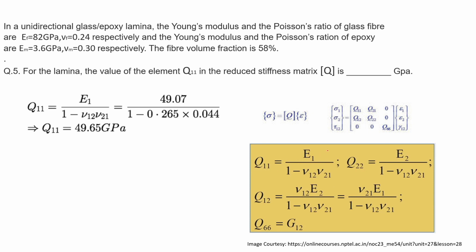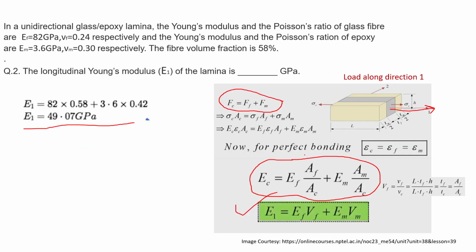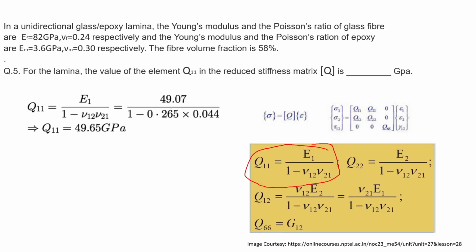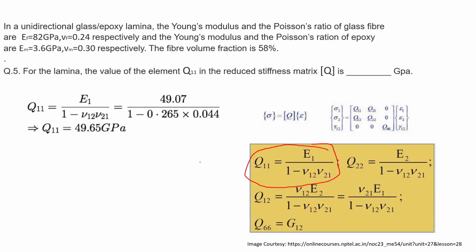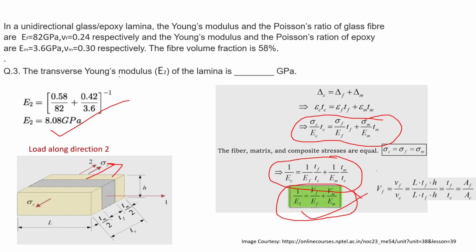From this equation, they are asking for Q11. This is the equation of Q11, which is equal to E1 divided by 1 minus mu12 mu21. The E1 value we already calculated in this question, the longitudinal Young's modulus E1. The mu12 value we got from the previous one. And there is already an equation relating mu21 and mu12 with E1 and E2. The E2 value we already got from this question.